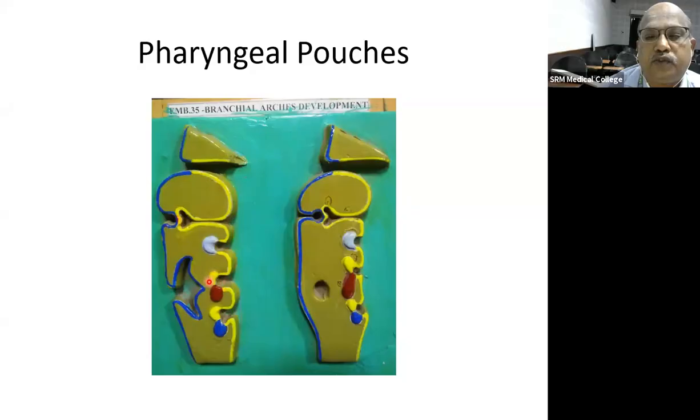Inferior parathyroid. That point is important. So this part forms the inferior parathyroid. This one forms your thymus.